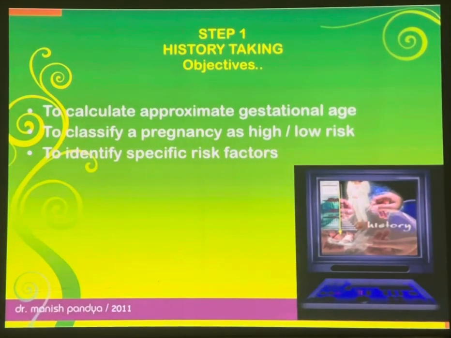Why do we want to take the history? Because at the first juncture, we have to give them the exact EDD. For the exact EDD, we have to ask for the exact LMP, or if we are not able to define the exact LMP, we have to calculate the approximate gestational age by ultrasound and LMP both. At this juncture, we have to classify this patient as high risk or low risk. And in this particular situation, when the patient comes to you, you have to identify the risk factors.